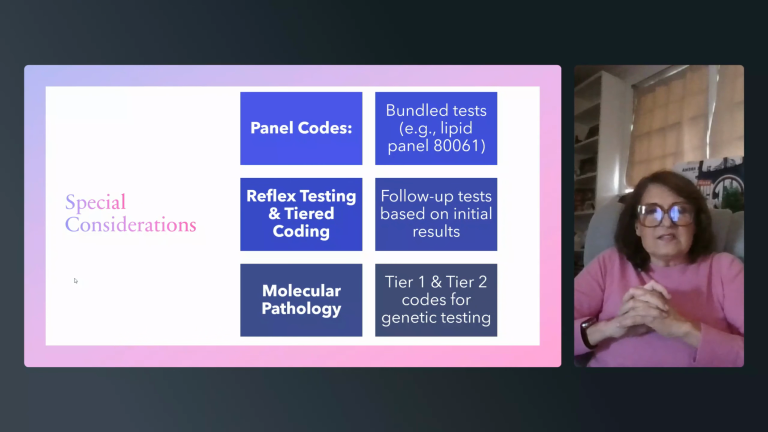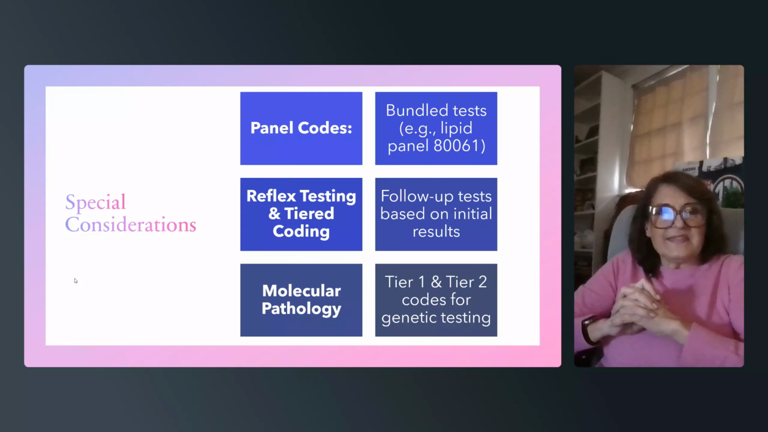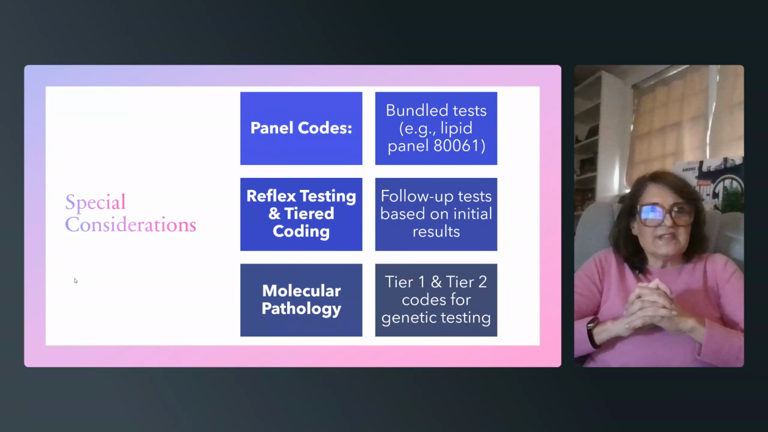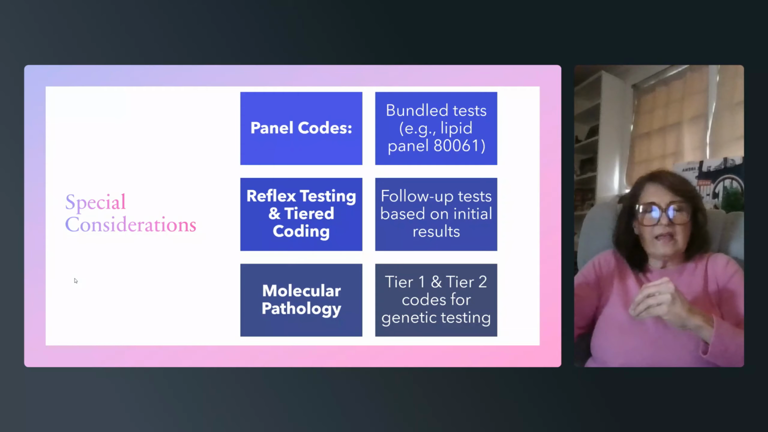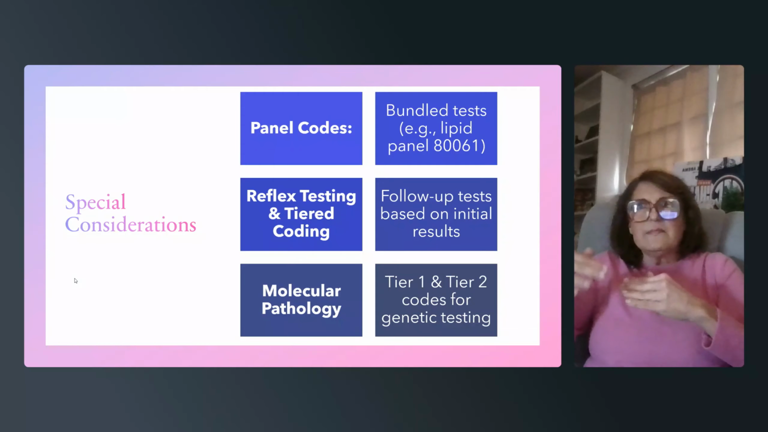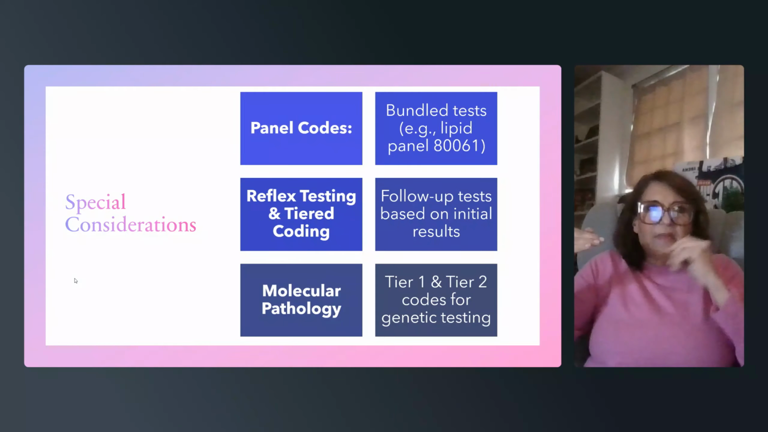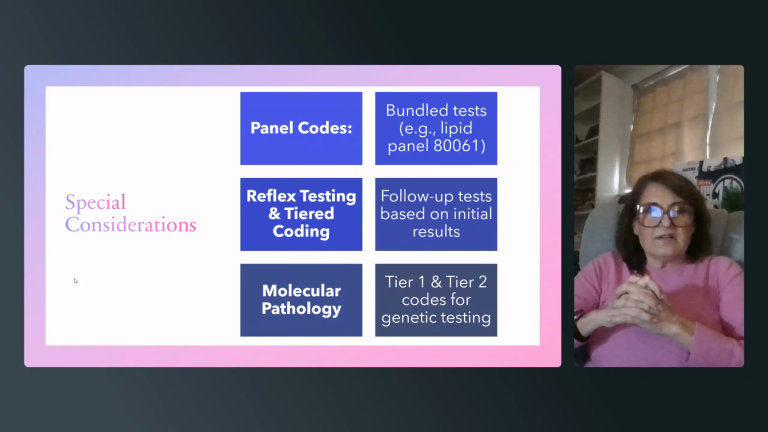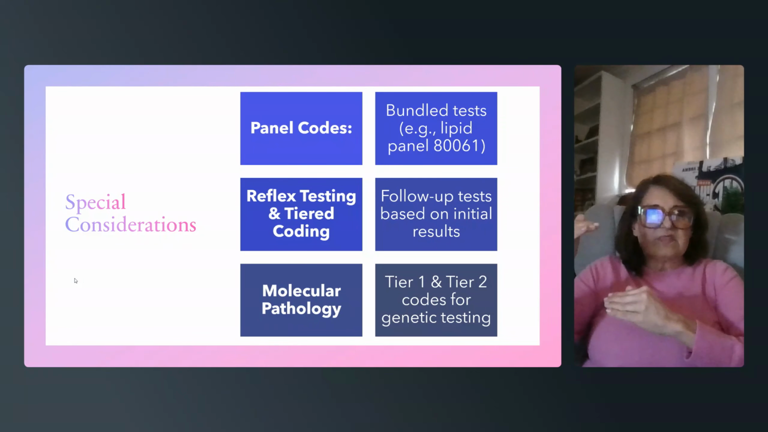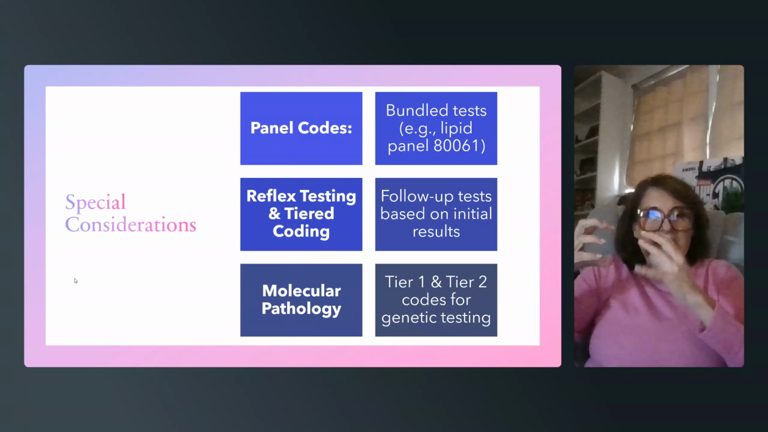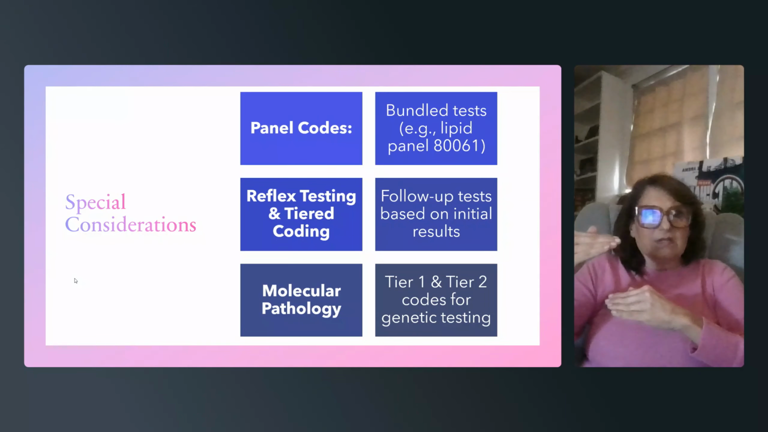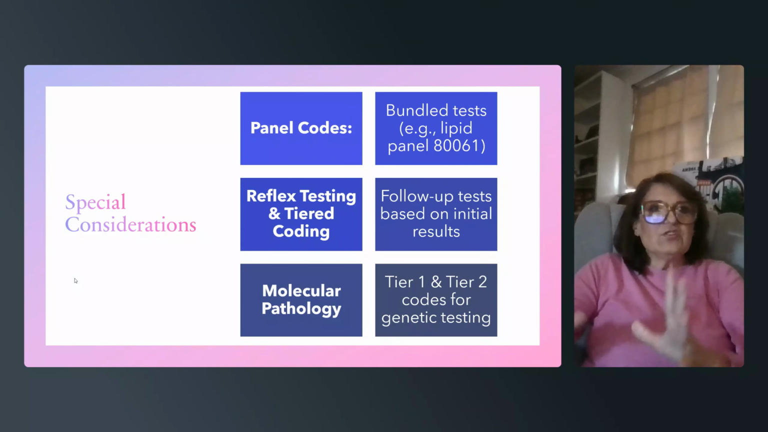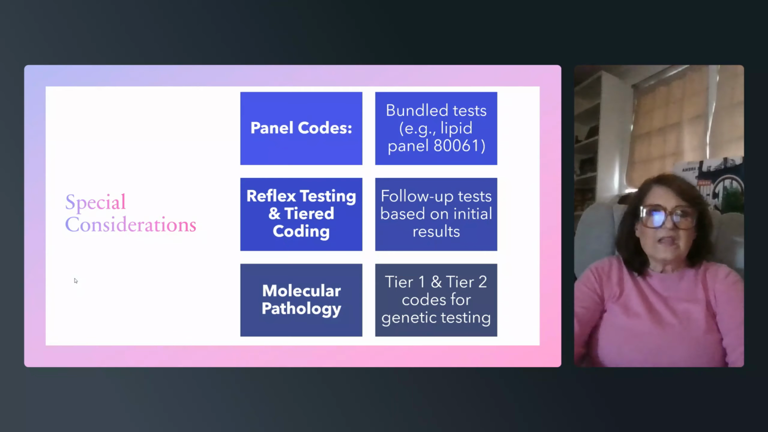Different things to look at: special considerations with Path and Lab coding. So you have panel codes. These are bundled tests. Remember I went over that. Like a metabolic panel. When you go to your manual, for example, look up lipid panel 80061. It has like 5 different tests or maybe more that are performed for that one panel. That's bundled. What that means is every single one of those tests has to be performed for you to code it as that panel.